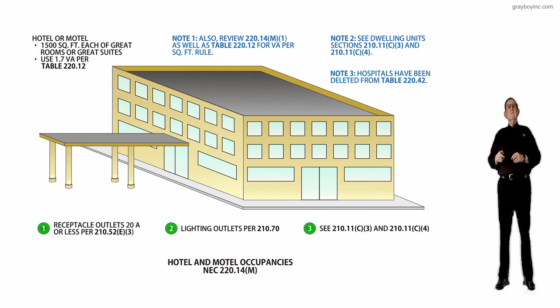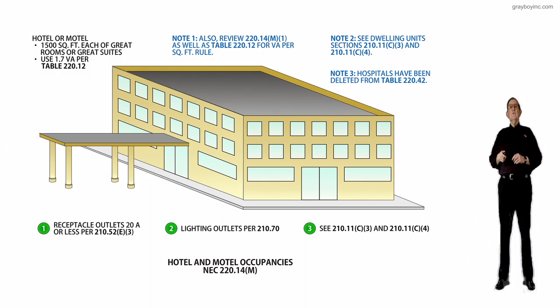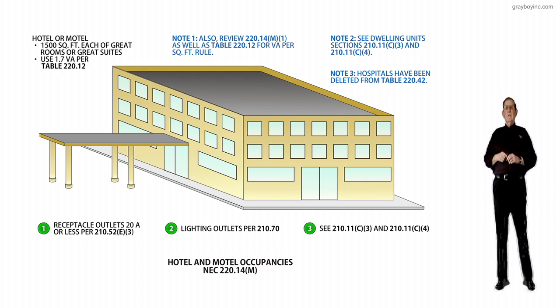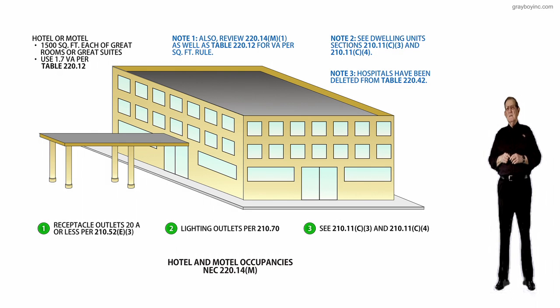Now, let's look at the information at the left top of the hotel that you see here. And notice a 1,500 square foot each room or suites, whatever it may be. And notice we use 1.7 VA per table 220.12 because they consider this more commercial, because you don't usually have a dwelling unit in those rooms. It's just a guest room, or it may be a guest suite room, whatever it may be.